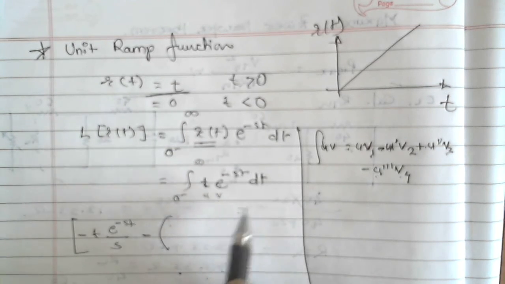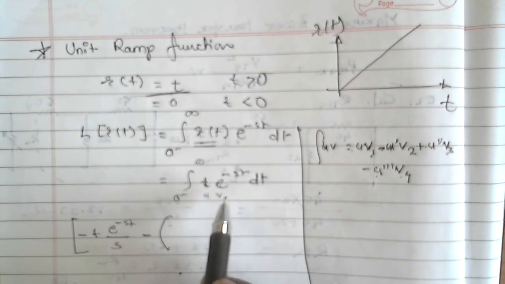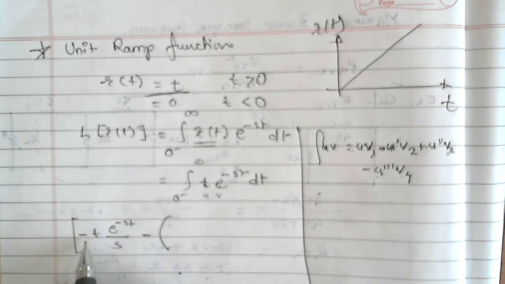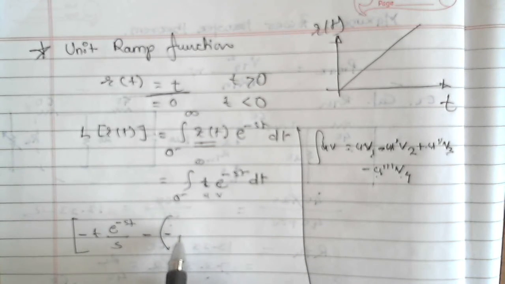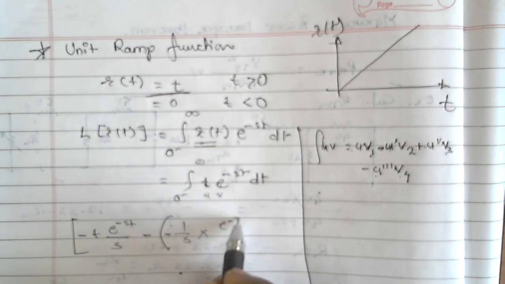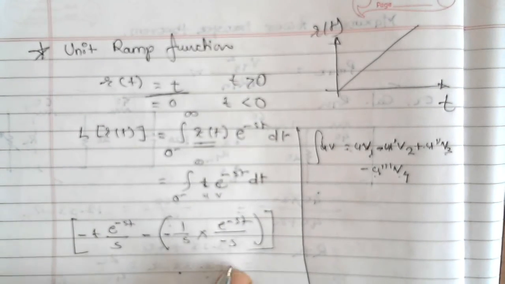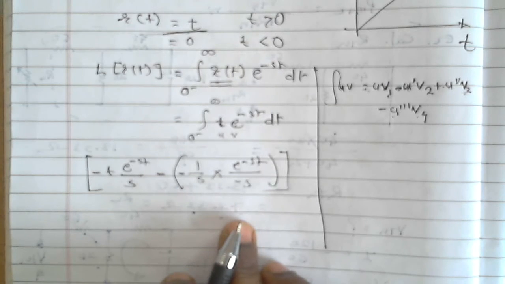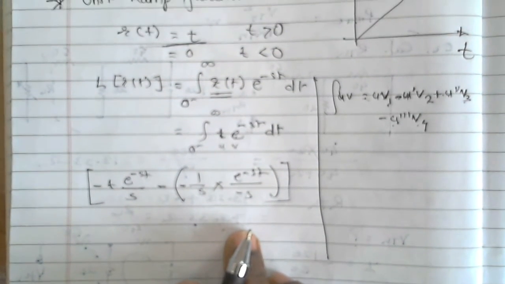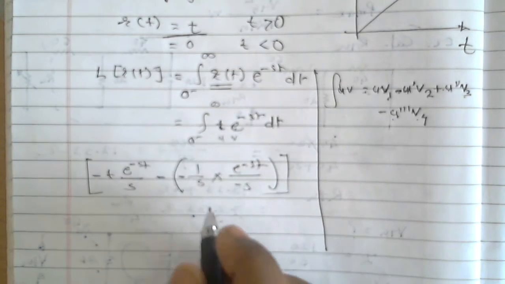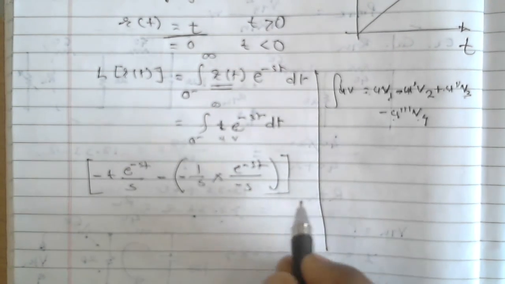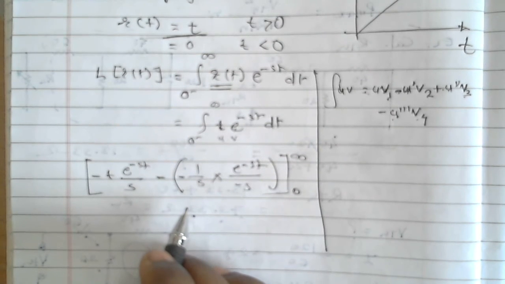Okay, so the derivative of u, that is of t, is 1, and the integration of this particular term v2, no? So the integration of this is minus 1 by s into e raised to minus st divided by minus s. Okay, here it is completed. I hope it is clear. Right, now let's put limits 0 to infinity.